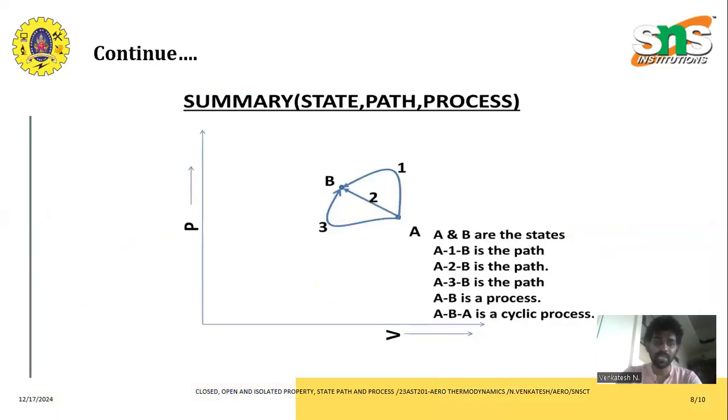A summary of state and process is shown in the image, which is drawn between volume and pressure. Both A and B are states. A1 to B is a path, A to B is also a path, and A3 to B is also a process. A to B and B to A is an example of a cyclic process. So this is the summarized path of state, path and process in thermodynamics.